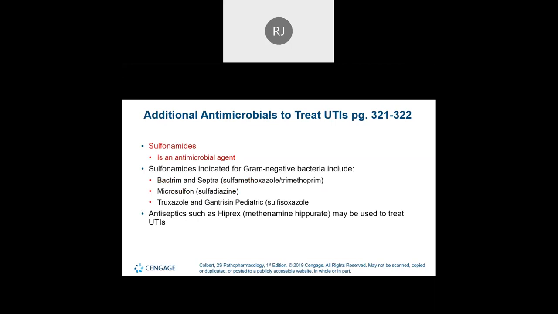Now, some of the antimicrobials used for UTIs are sulfonamides, I believe is how you say that, an antimicrobial agent, and it's indicated for gram-negative bacteria and includes Bactrim, Septra, and then some other drugs that folks take. And then you have some antiseptics such as Hiprex that can be used to treat UTIs also.